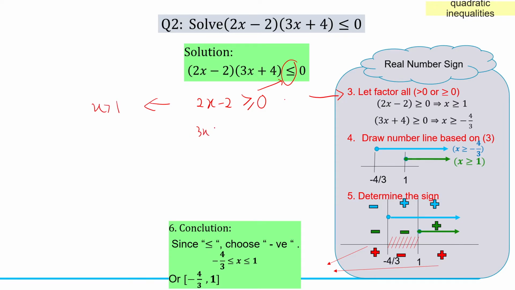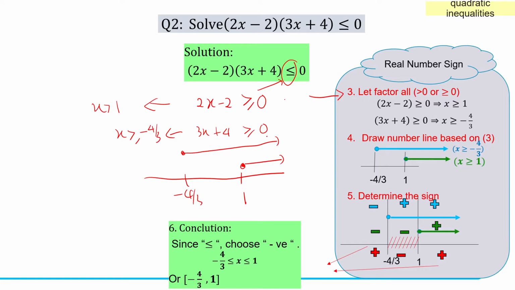The second one is 3x plus 4 greater than or equal to 0. So my x actually is greater than or equal to negative 4 over 3. So what I do, I label negative 4 over 3, and then this is 1. Sorry, this one is inclusive, so this one is a solid. The one with a line is positive, without a line is negative. So this one is negative, and then our conclusion is positive, negative, positive.